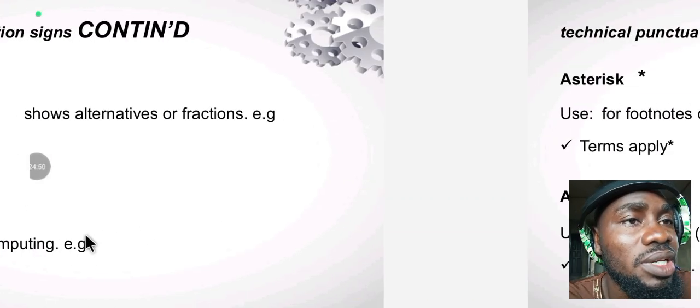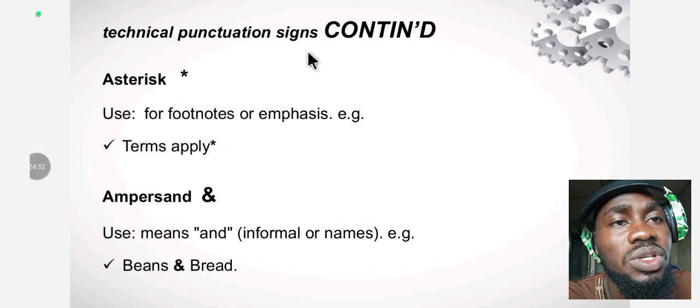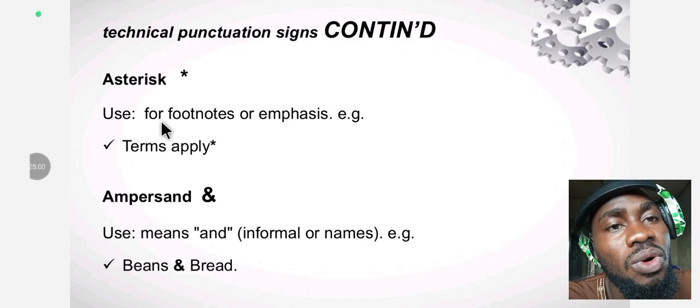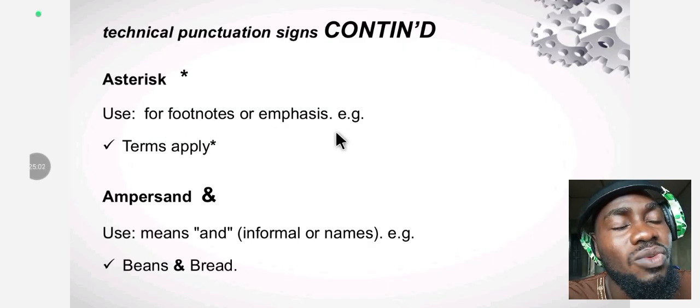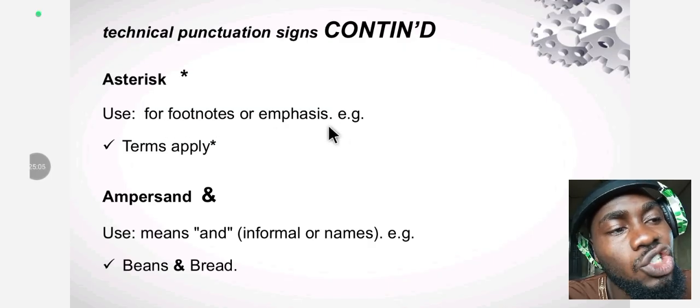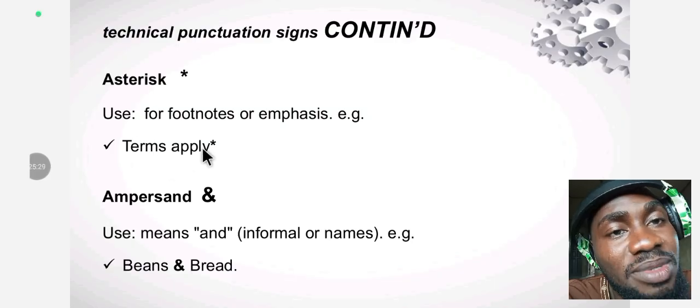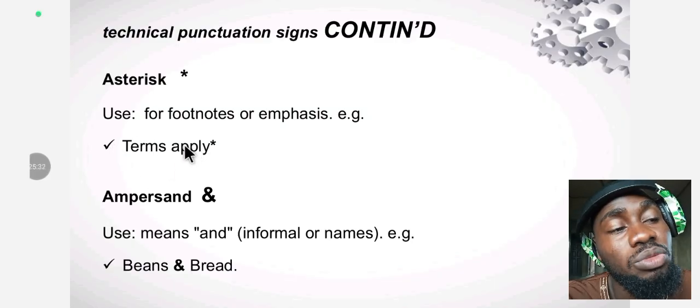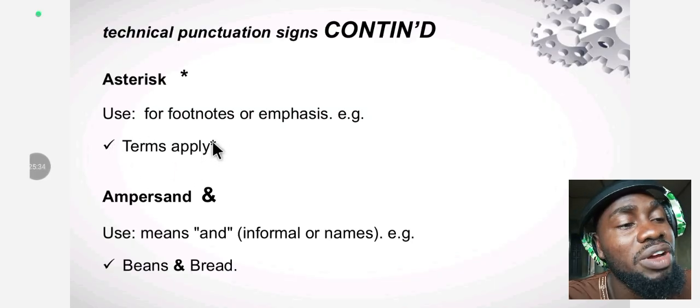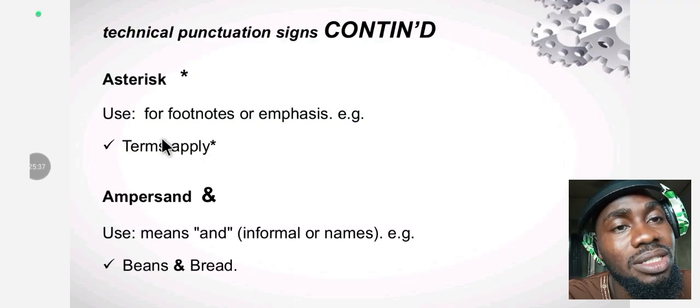Moving on to the next, still under the technical punctuation signs, the next we have is asterisk. This is the sign of asterisk. What is it used for? For footnotes or emphasis. When you are laying emphasis, you are drawing attention to a particular word or a particular portion in a text, you use asterisk. For example, *terms apply. It's drawing your attention that terms really apply. Something you should be aware of. Very important note. They want you to see it. That's why they use asterisk sign.